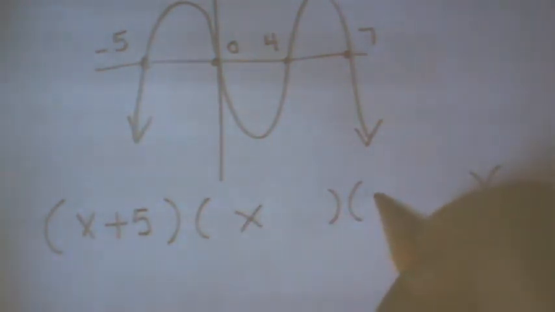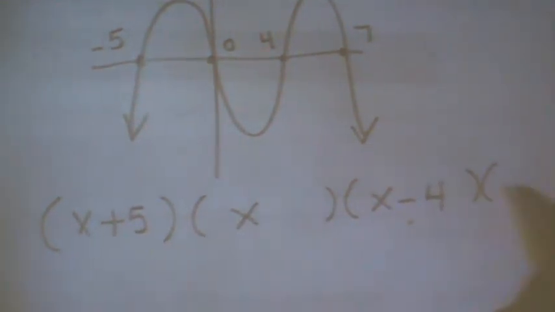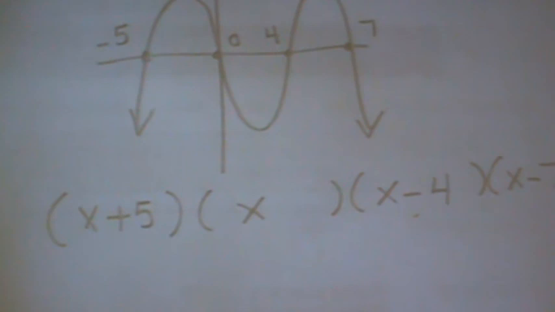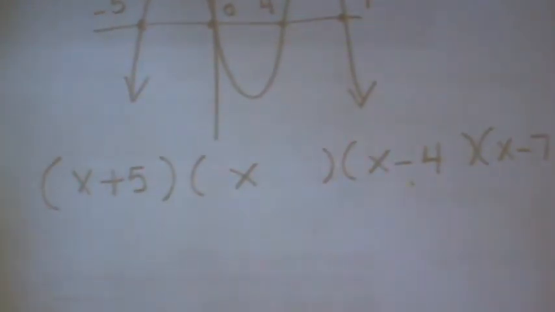You plug those in. Could you write the polynomial that goes with this? Yes. What would it look like? X plus 5, X, X minus 4, X minus 7. You remember this, we did this last year. Now, the degree of this is 4. You count the degree of each zero. That's how you get the answers.